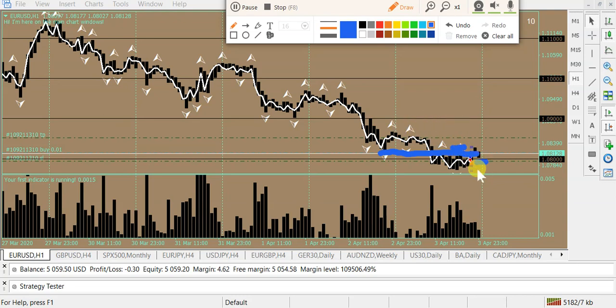Coming into Sunday night, I'm going to put some limits in here, but I'm going to bracket. On this account, I'm just going to bracket. On my own account, I would bracket and use limits, but this one I'm trying to go pure hedge trading, breakout confirmation in either direction.